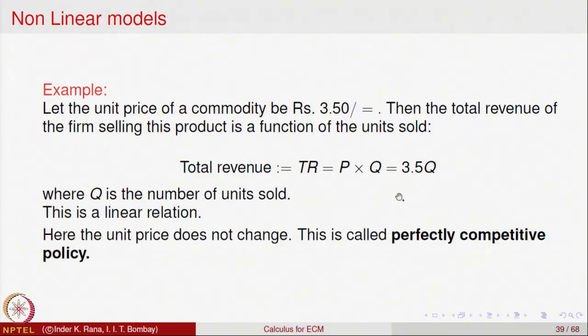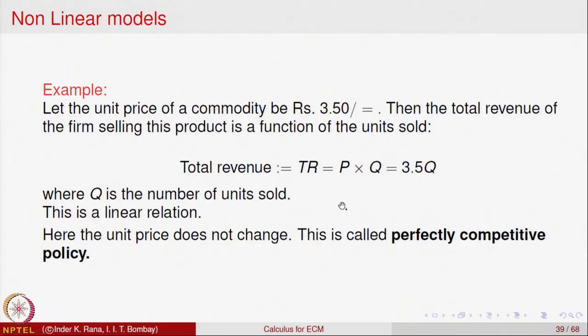So, this is a linear function, obviously it is a line, its graph is a line passing through the origin. Here what we are assuming is that the price is not changing now and then. P is fixed, the price is fixed. So, this is what normally is called a perfectly competitive policy for the company.